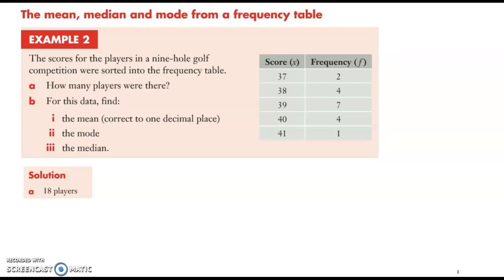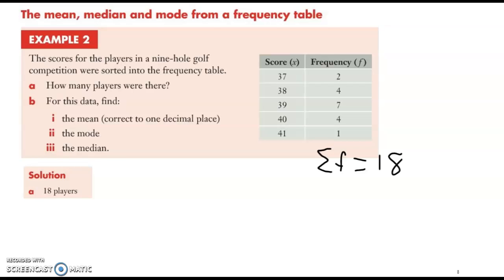Because if you think about it, score 37 having a frequency of 2 means that you've got two scores and they're both 37. So if we add up those scores, this is the symbol for total of the frequency column. We get 2 plus 4 plus 7 plus 4 plus 1, and that gives us a total of 18, which means there were 18 players in the 9-hole golf competition.